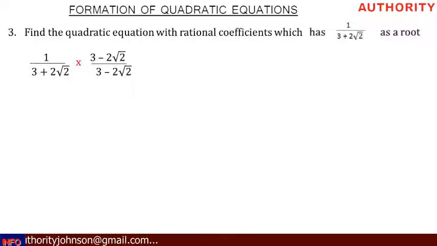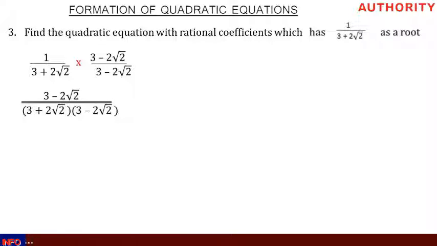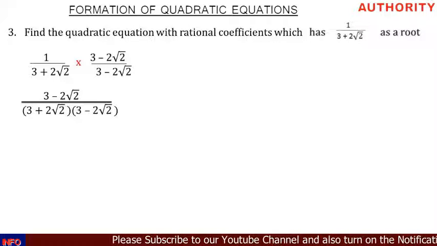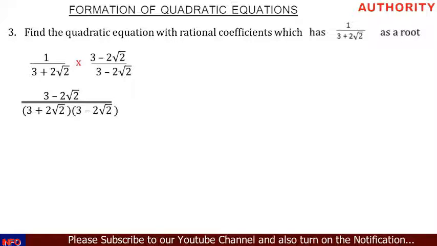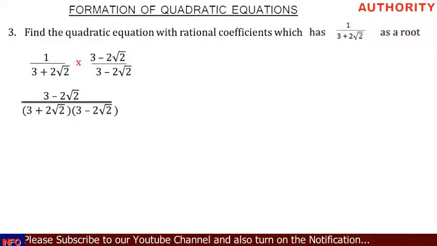Let's multiply. 1 times 3 minus 2 root 2 is going to give us 3 minus 2 root 2, all over. In this denominator, let's just pick the two expressions and put them in brackets separately. So that means we're going to have 3 plus 2 root 2 in bracket times 3 minus 2 root 2 in bracket. All right? Yes, let's go.